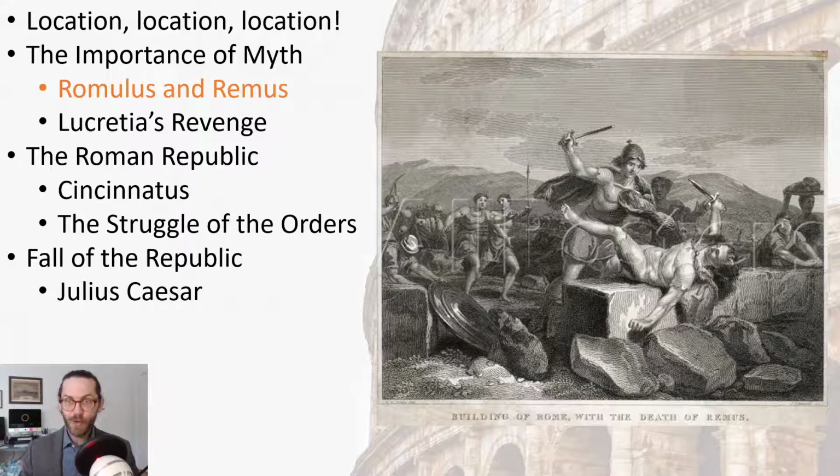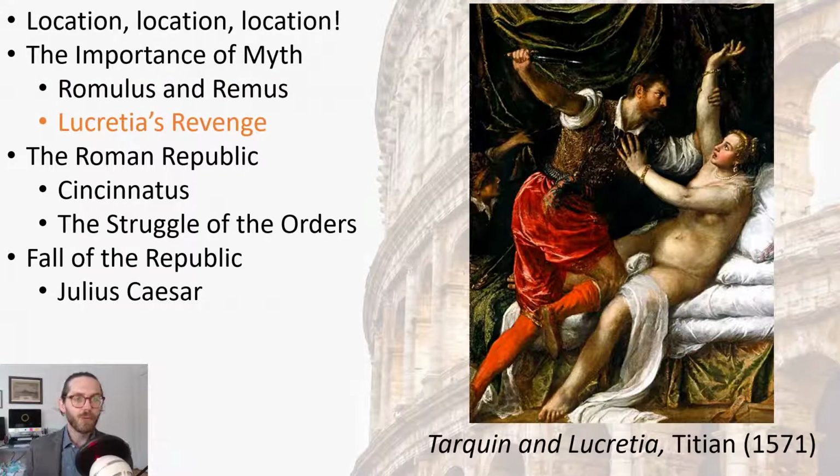And again, we're going to see violence towards women, and then women playing a central role in the creation myths of Rome. So we're going to see another myth here, this time involving a woman named Lucretia. This painting right here is Tarquin and Lucretia, by the artist Titian, who is an early Renaissance painter.